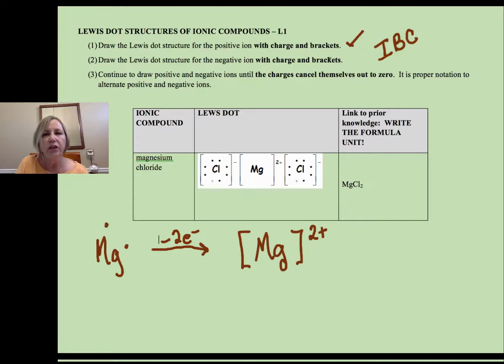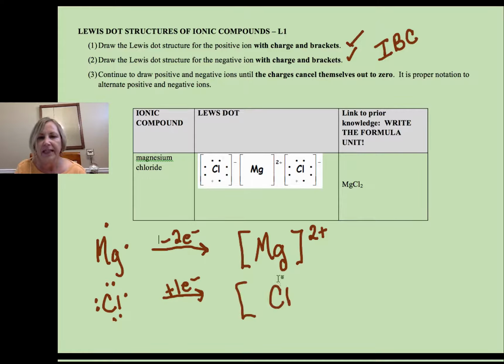And then we want to do the Lewis dot structure for the negative ion. So chlorine has 7 valence electrons. It will gain 1 electron to have that stable octet that is the dream of every element except hydrogen, beryllium, boron. Okay, so that's a -1.